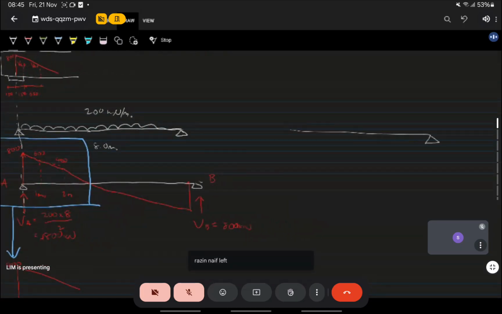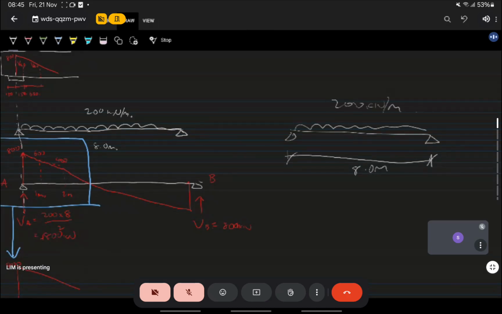So basically, we have a beam, 8 meters long, carrying a UDL of 200 kilonewton per meter. This is from the question. I want you to check whether the shear links provided are enough or not. To do that, you have to first calculate the shear force. To calculate the shear force, you have to draw the shear force diagram.